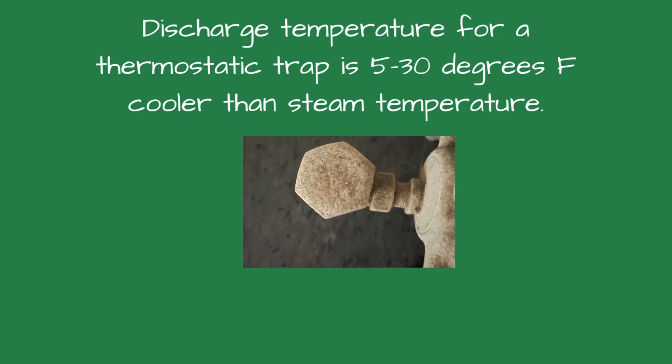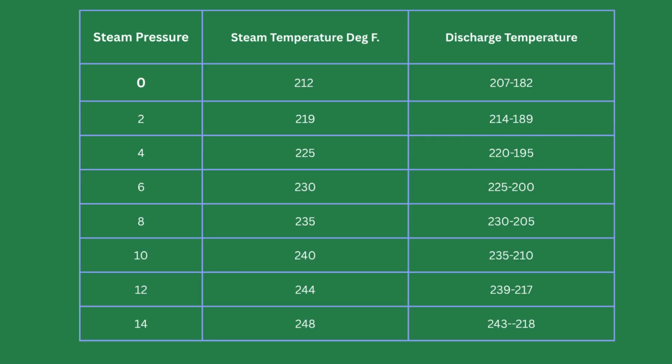The discharge temperature for a thermostatic steam trap is between 5 and 30 degrees Fahrenheit or 3 and 17 degrees Celsius. The thermostatic trap is also used to vent air and non-condensables on the startup. This chart will give you an estimate of the discharge temperatures based on the steam pressure.